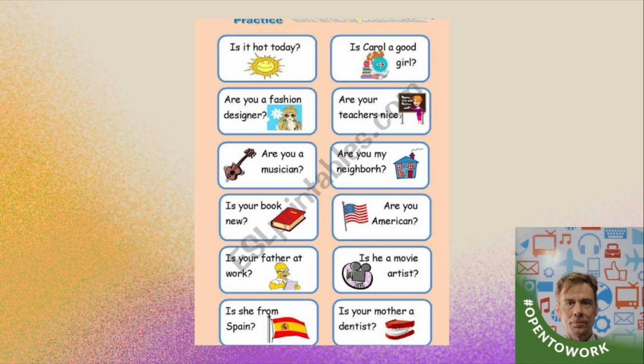Keep in mind, we can also use the verb to be with question words. The question word goes first, and then the verb to be. For example, what are you doing?